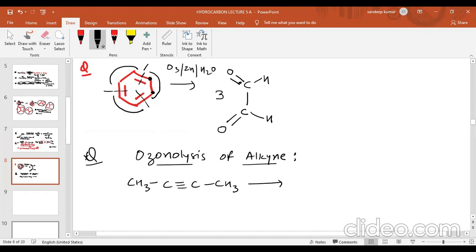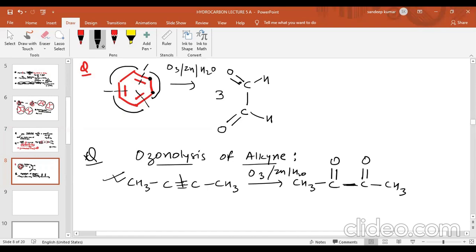In this case, the complete bond will not break. These 2 pi bonds only break, and one single bond will remain as it is. Because it is ozonolysis, add double bond oxygen on both carbon atoms, but one sigma bond will remain between the carbon atoms in the case of an alkyne. Please note this point and highlight it. So this is basically the ozonolysis reaction.